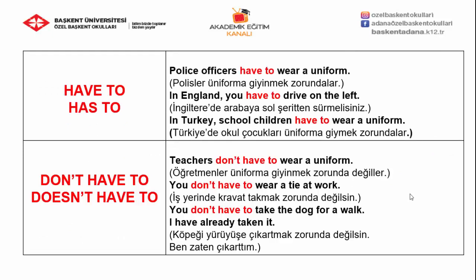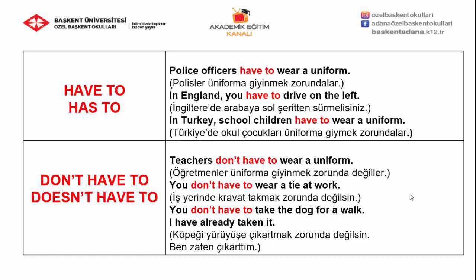Let's look at some sentences. Have to or has to. Police officers have to wear a uniform. Polisler üniforma giymek zorundalar. In England, you have to drive on the left. İngiltere'de arabayı sol şeritten sürmelisiniz. In Turkey, school children have to wear a uniform. Türkiye'de okul çocukları üniforma giymek zorundalar.